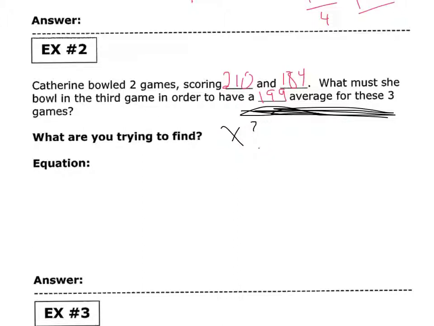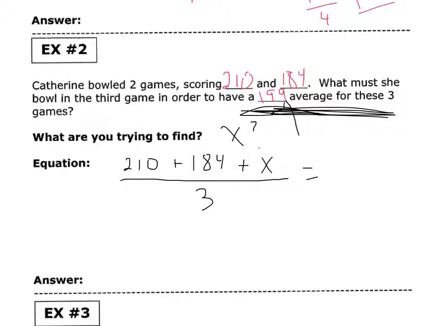Okay, so we know her first game she bowled a 210. Her second game, she bowled a 184. And her third game, we just don't know what that is yet. Okay, so her third game for right now is just going to be an x. Okay, and all of those games divided by how many games she played has to equal what? Okay, it has to equal her average that it asked for.